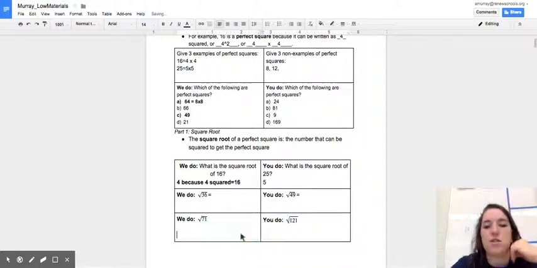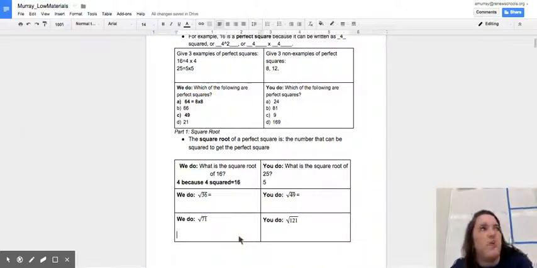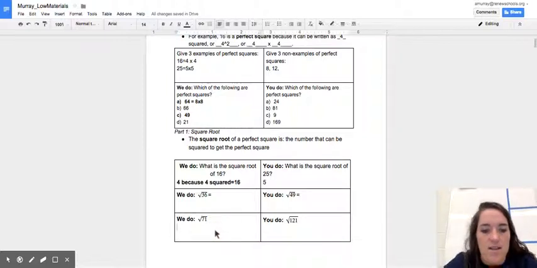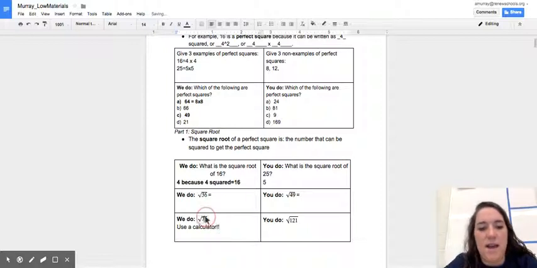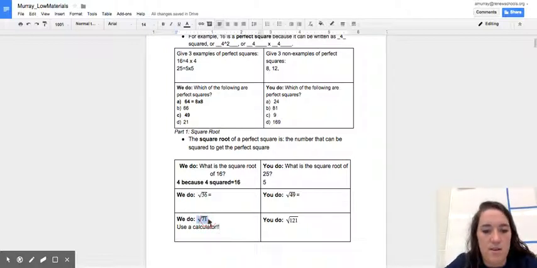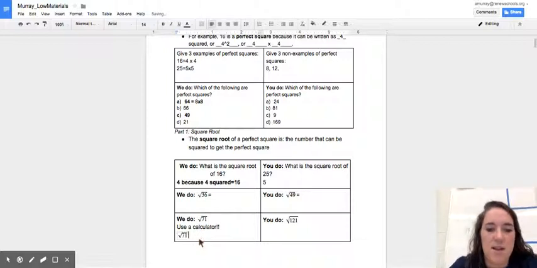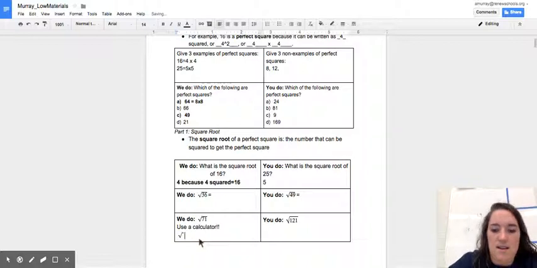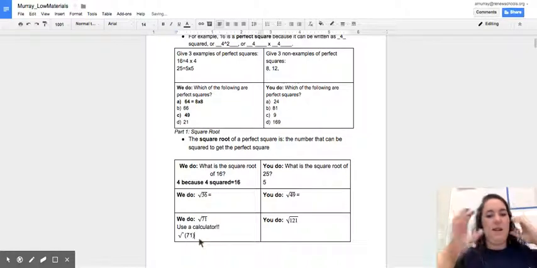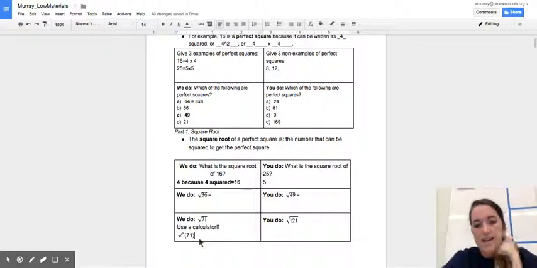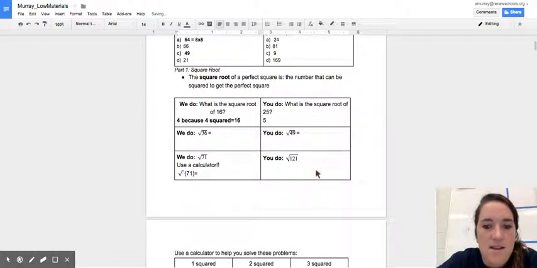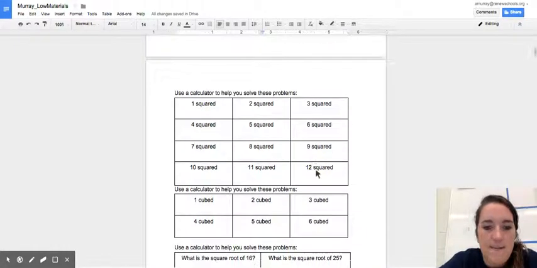Going down to the bottom for the square root of 71, is 71 a perfect square? No, it's not. So how can you solve this? You can use a calculator to solve this. You're going to plug in the square root symbol, then open parentheses, 71, or the open parentheses will already appear, you plug in 71, and then you put your closed parentheses in, and then that will give you the answer. Do the you do problem independently.